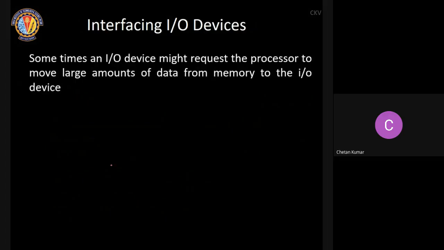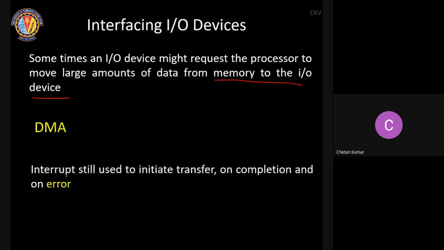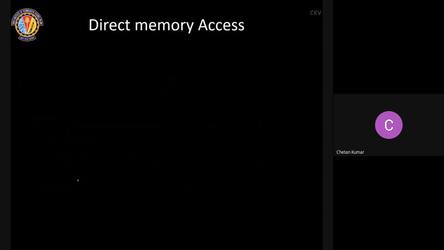Okay. So sometimes the IO might request the processor to move large amounts of data from memory to the IO. So in this case, you know that we'll be using something called DMA. Here interrupt might still be used to initiate the first transfer or on some error or on some completion, but during the actual data movement, the processor will not be communicating with the IO. The processor will be doing its own execution of other instructions.